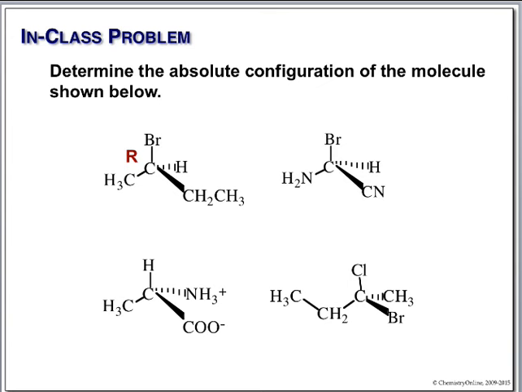Do your priorities. We have a bromine, we have a nitrogen, we have a carbon, and we have a hydrogen. Connect the dots. And this is S. This guy.